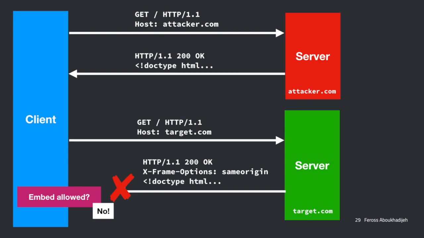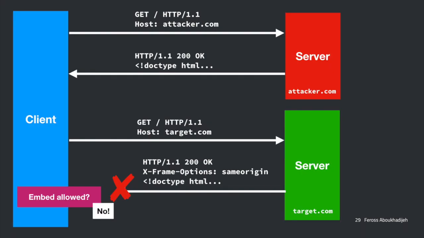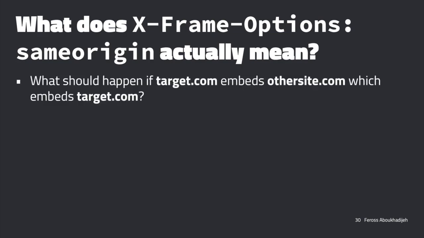Okay, cool. So this is a really fun thing. What does it actually mean when you say that I want it to be same origin? I've been saying same origin here, and we've just been assuming it's obvious what it means. In this situation, clearly this iframe is not being included by a site that's the same origin, right? But there's another scenario we could come up with where it might be a little less clear. Let me just show you guys. What if target.com embeds othersite.com, which embeds target.com? Now, is target.com being embedded by the same origin or not?